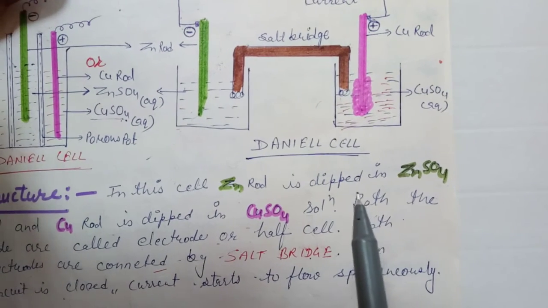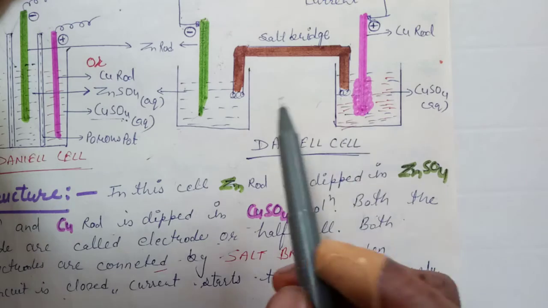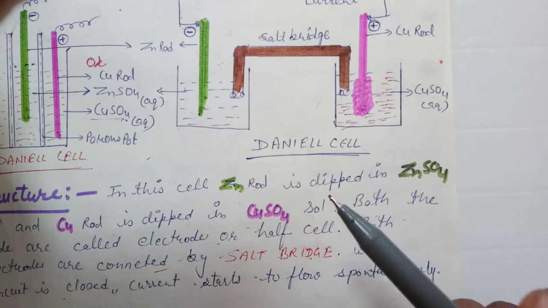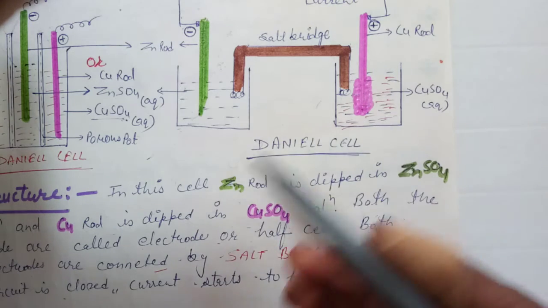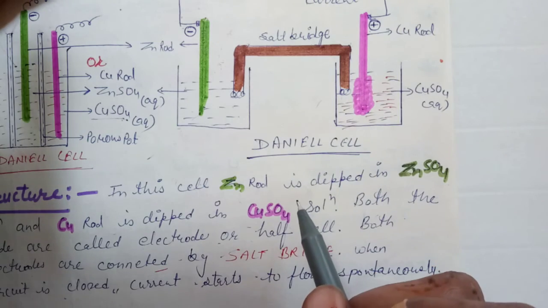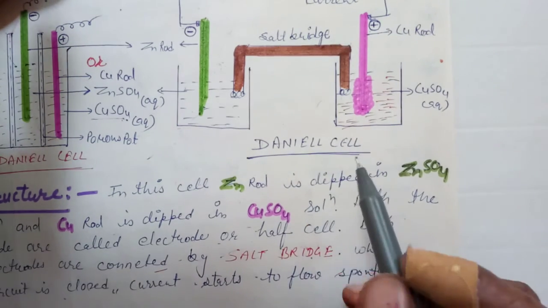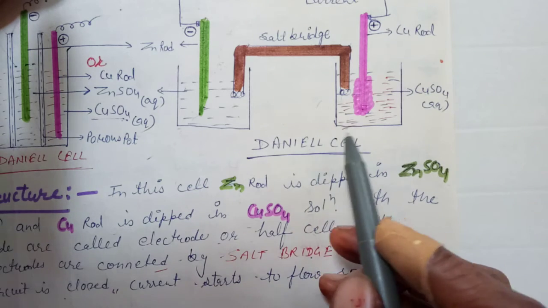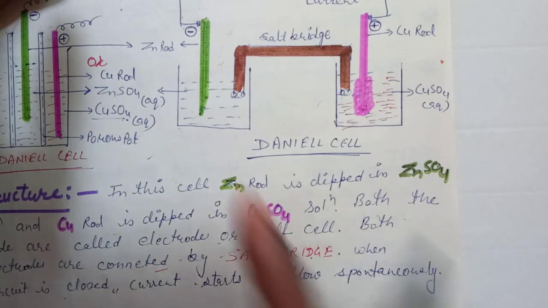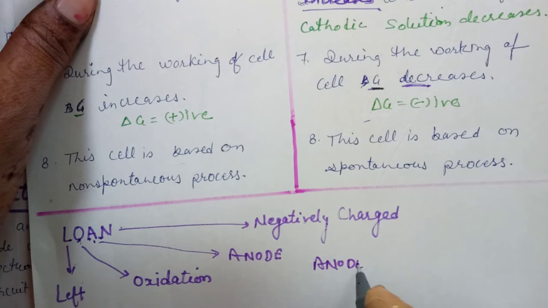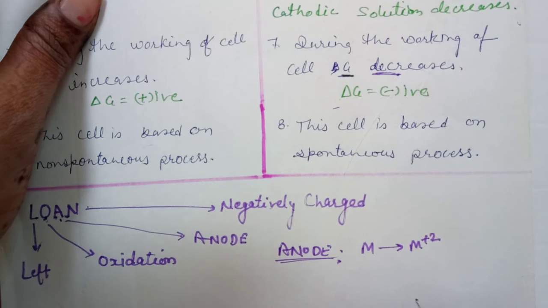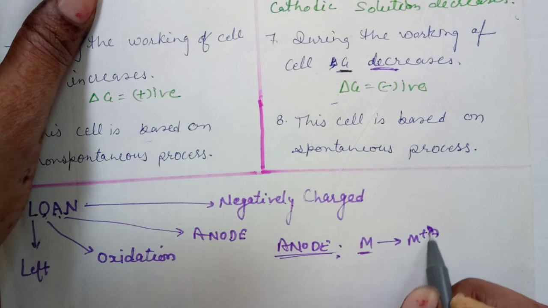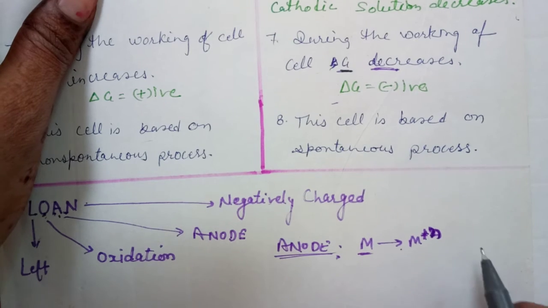Now we have to see the representation of a galvanic cell. This is the diagram, but it is not comfortable to show every galvanic cell by a diagram, so we use a graphical representation of the galvanic cell. See, this is the anode. I am showing the representation of the anode first. At the anode, the metal undergoes oxidation: M is converting into M plus n, which is the oxidation of the metal.